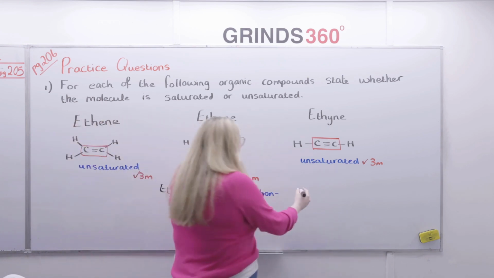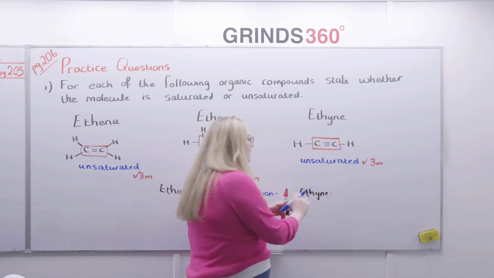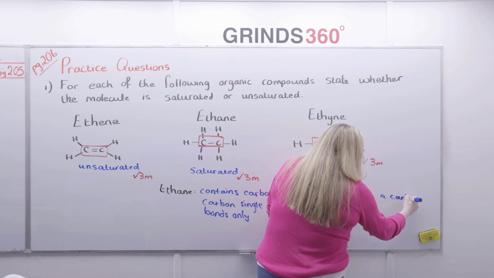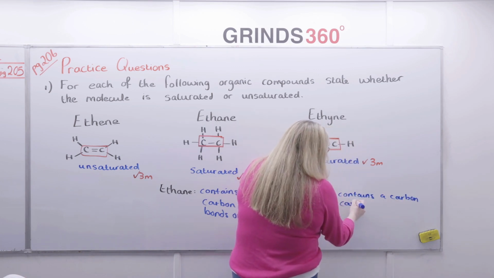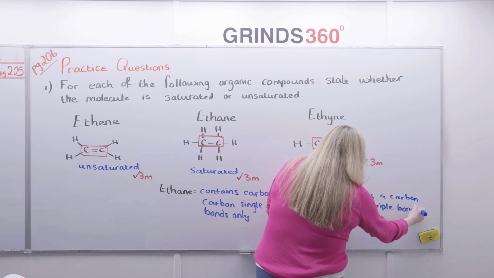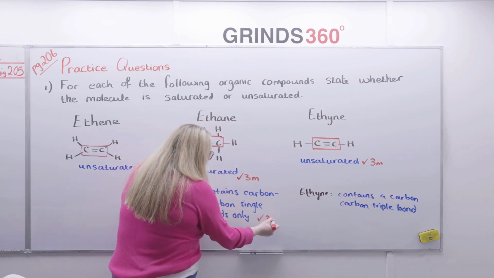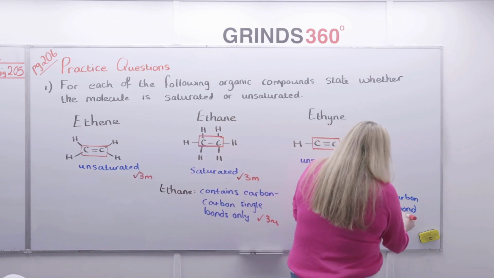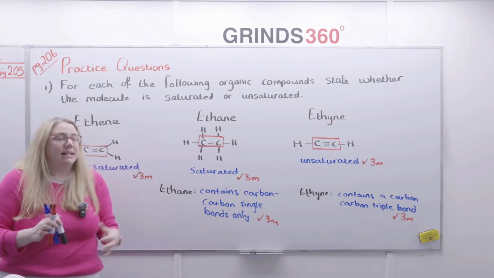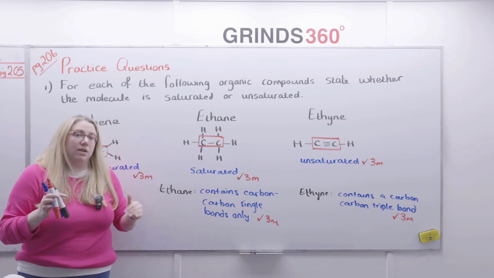Whereas with ethyne, why is ethyne unsaturated? Because it contains a carbon-carbon triple bond. It's a multiple bond between carbon atoms. Now you get 3 marks for each explanation, so 3 marks for your ethane and 3 marks for your ethyne. It is a common question on the exam for 6 marks, and it's a really handy 6 marks in question 6 when it does come up.